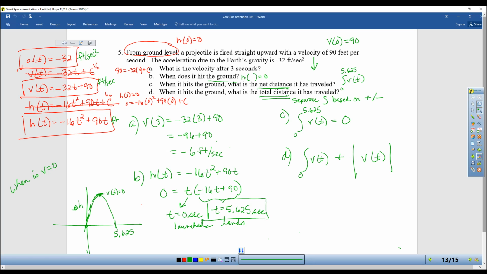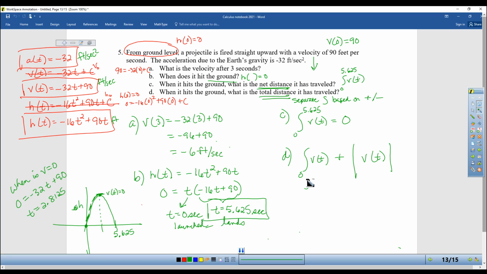So the velocity is equal to 0 at 90 divided by 32, which is going to give me 2 point. I guess I'll do the little math here. Don't want to lose anybody. So t is equal to 2.8125, which makes sense. That is exactly half of my 5.625, right? We expected it to be at exactly half.